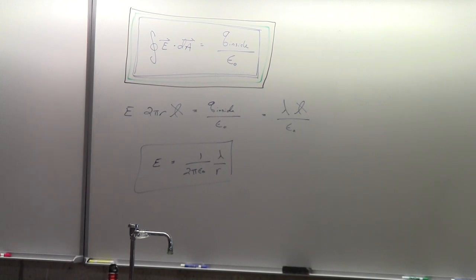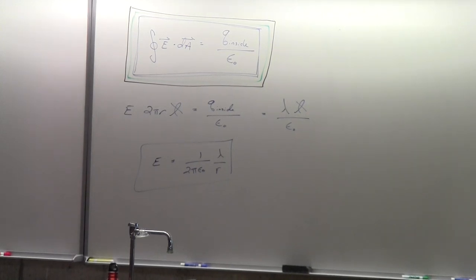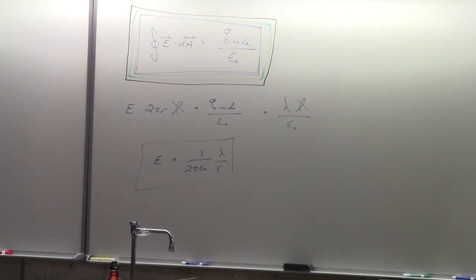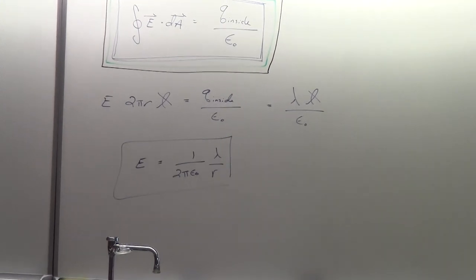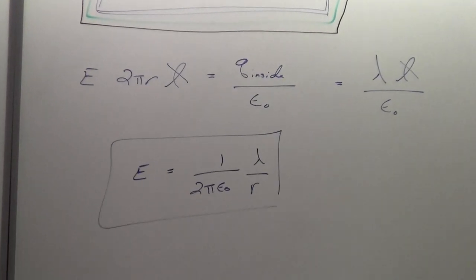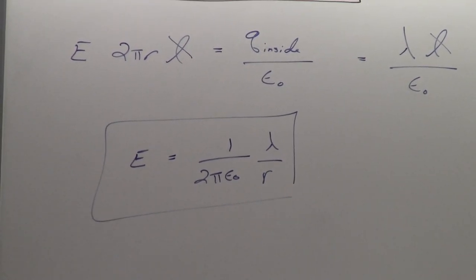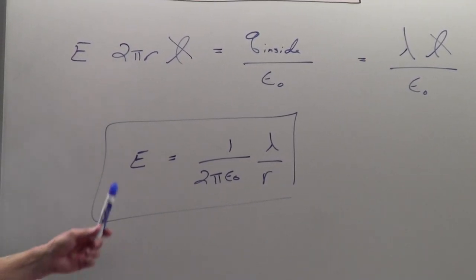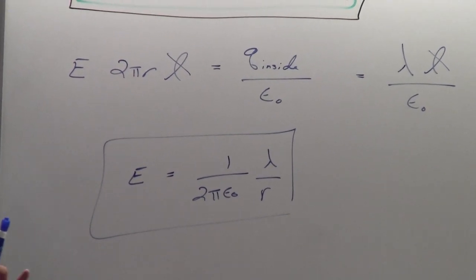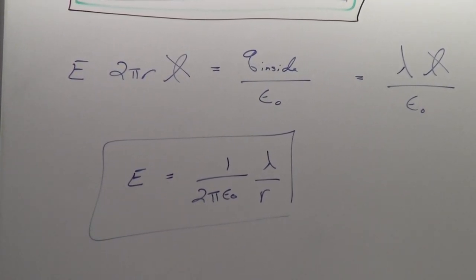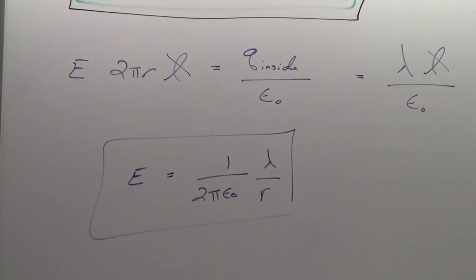We did it last chapter for a point. We did it last chapter for an infinite line. You did it on the homework, perpendicular to a finite line. I mean, we did a bunch of good examples last chapter, and we learned one technique. But this is an infinite line, and we are radially outward. Okay?